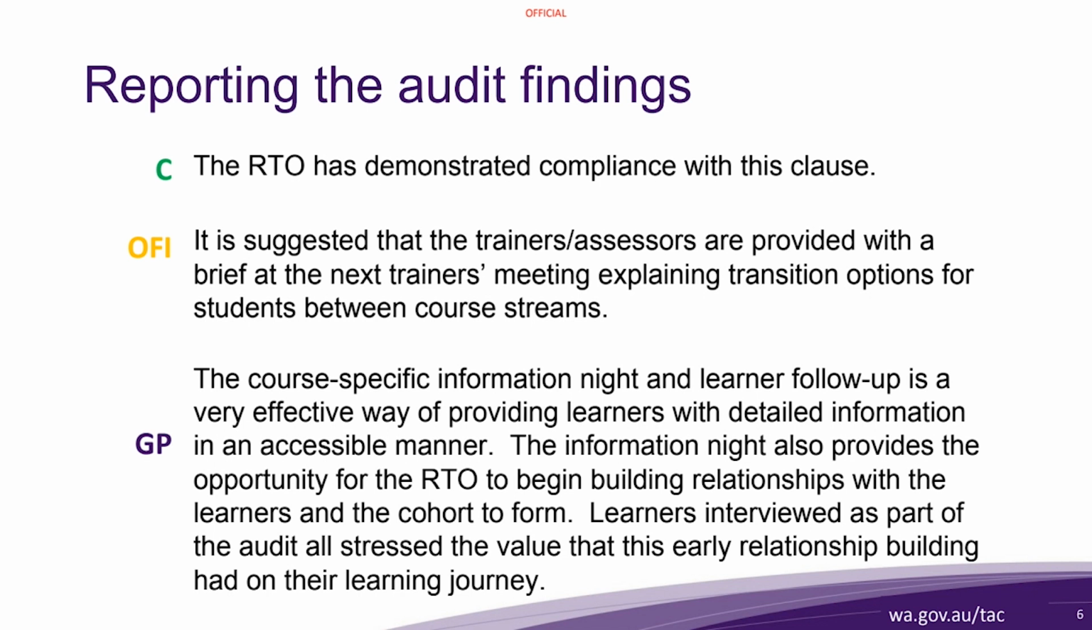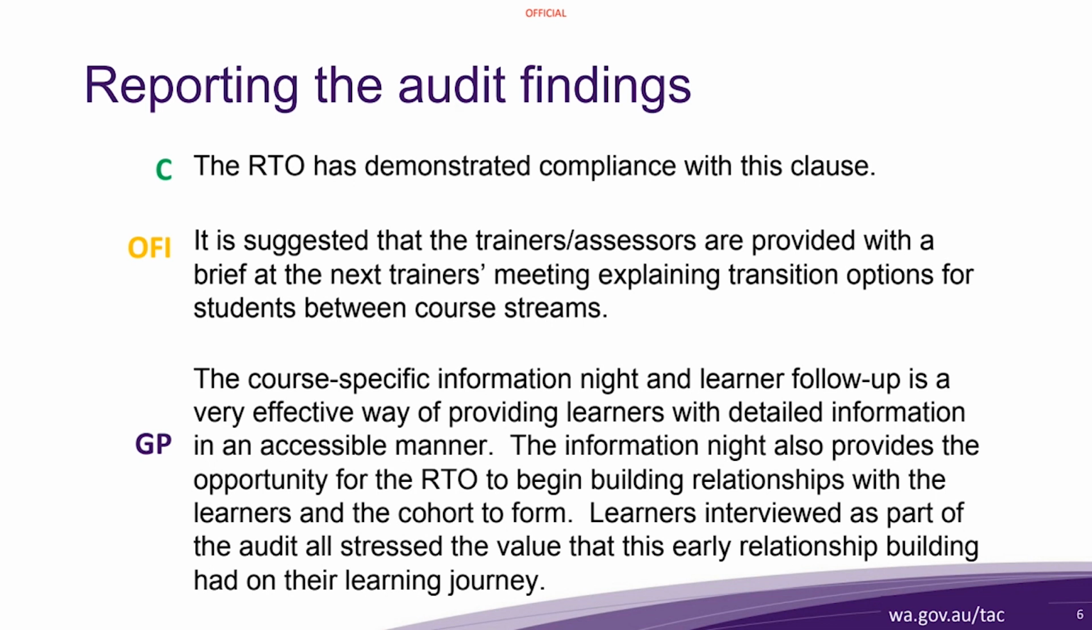The next is an opportunity for improvement. And remember, when we are reporting an opportunity for improvement, we're saying that you are compliant and we have a suggestion for you. So for me, I always start my opportunities for improvement with "it is suggested," because that is all it is. It's a suggestion to the RTO that they can take or leave when they think about how it might work for them.